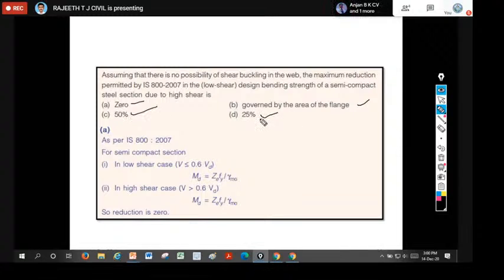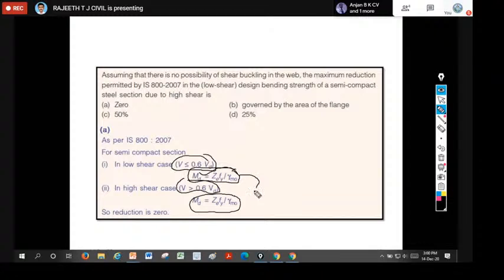For that, for a semi-compact section, we should calculate Md. So for a semi-compact section, Zp will not come into the picture. In the low shear case, V is less than or equal to 0.6 Vd, and Md equals Ze fy by gamma m0. In the high shear case also, Md is Ze fy by gamma m0. Therefore, if you compare both the Md values for a semi-compact section, they are the same. So there is no question of giving a reduction for the shear. Therefore, the option here is option E.